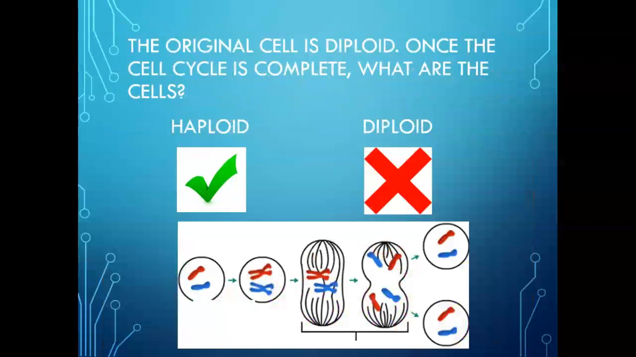Here's another little pulse check for you. The original cell is diploid. Once the cell cycle is complete, what are the cells? Now this cell illustration only has 1 set of chromosomes.